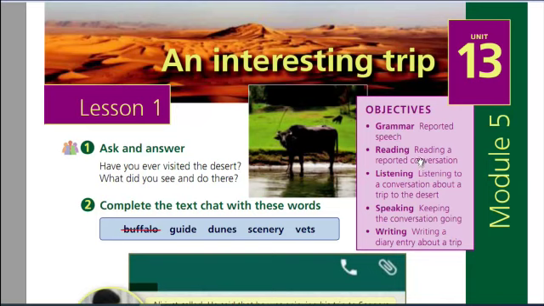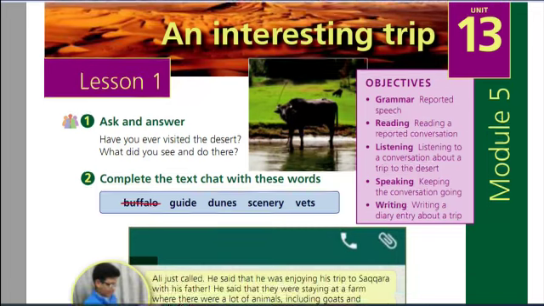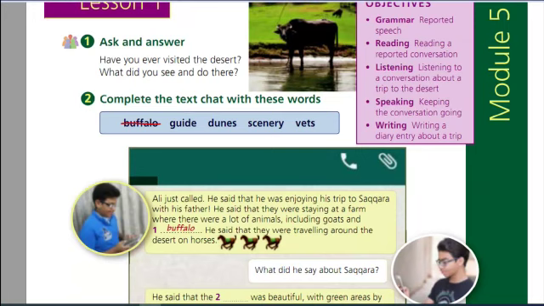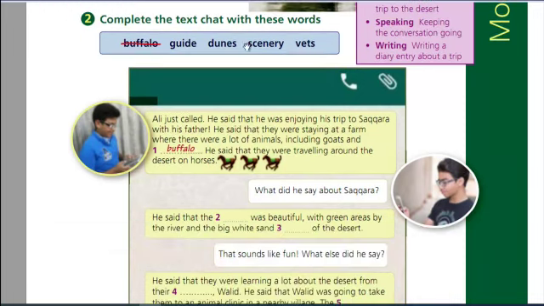Today we are going to complete what we have started before. We stopped last time in Unit 12. Today we are going to complete with Unit 13. Now let's start firstly here with exercise number 2. Here complete the text chat with these words. Here we got a text chat, and we need to complete the empty places here with these words in the box. Now let's start.